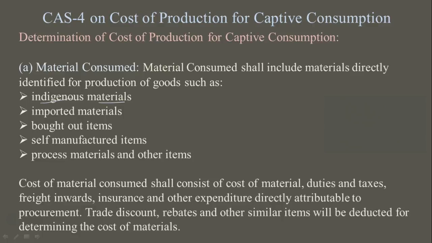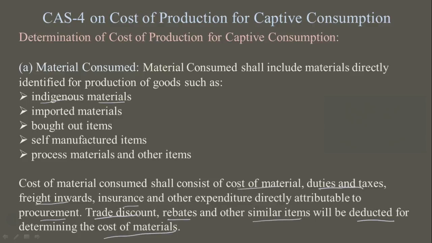Now the cost of material consumed shall consist of cost of material, any duties and taxes we are paying, any freight inwards, any insurance and other expenditure which are directly attributable to procurement of goods. If we are bearing any expense regarding the procurement of goods, we have to include all of it in the cost of material consumed, like duties and taxes, freight inwards, insurance and any other expenditure. Trade discount we are getting, any rebate we are getting and other similar items will be deducted for determining cost of materials.